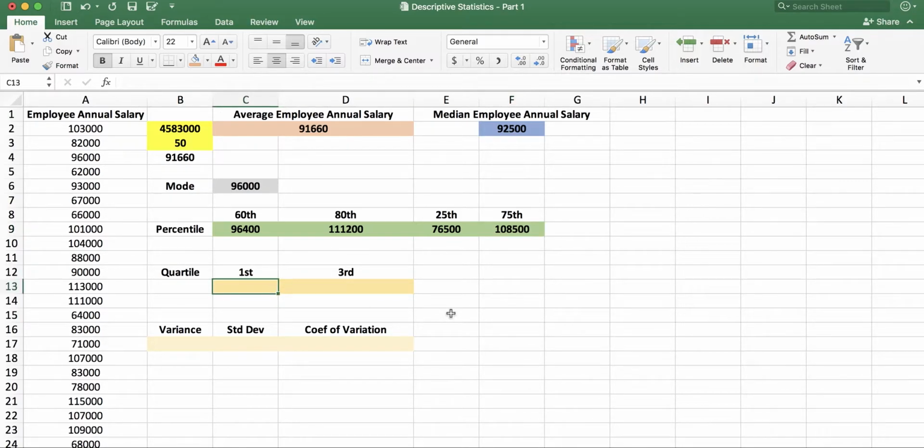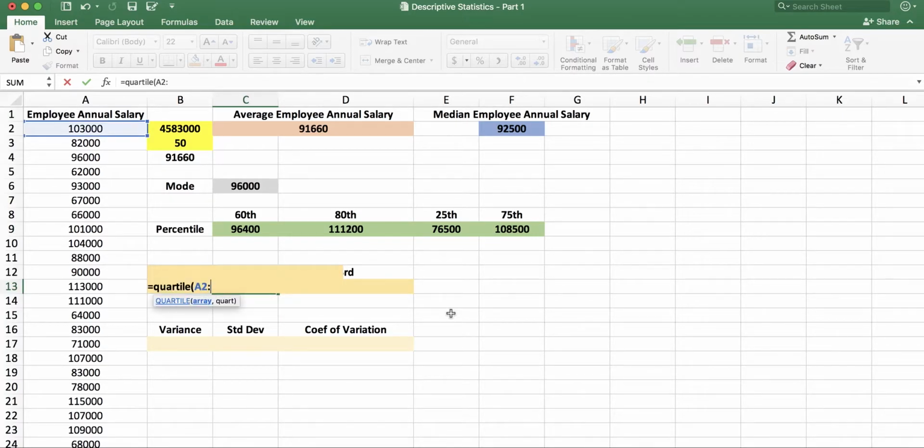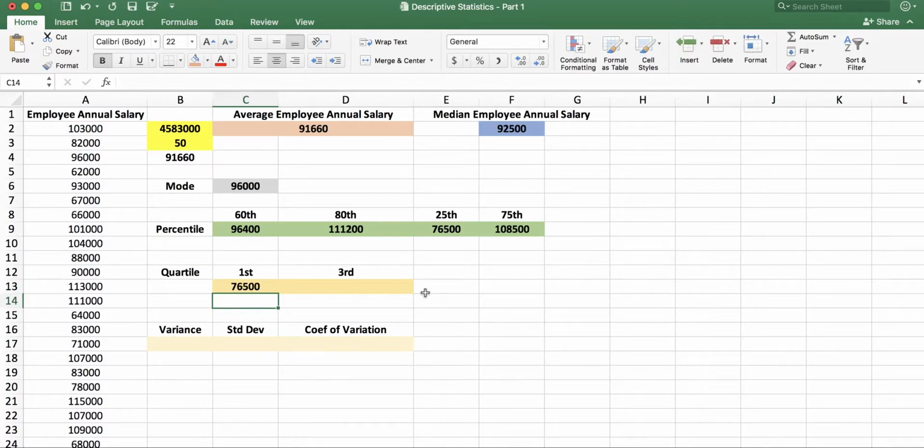And then next, the quartile. We are going to look at the first quartile and the third quartile here. I can use a function called quartile, and again, we enter our data set A2 up to A51. In this one, our input will be 1 because we are looking at the first quartile. That will give me the first quartile.